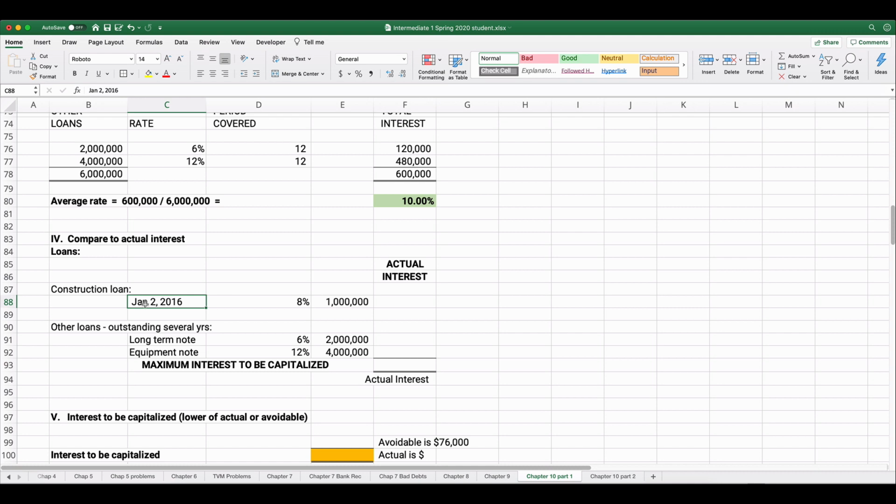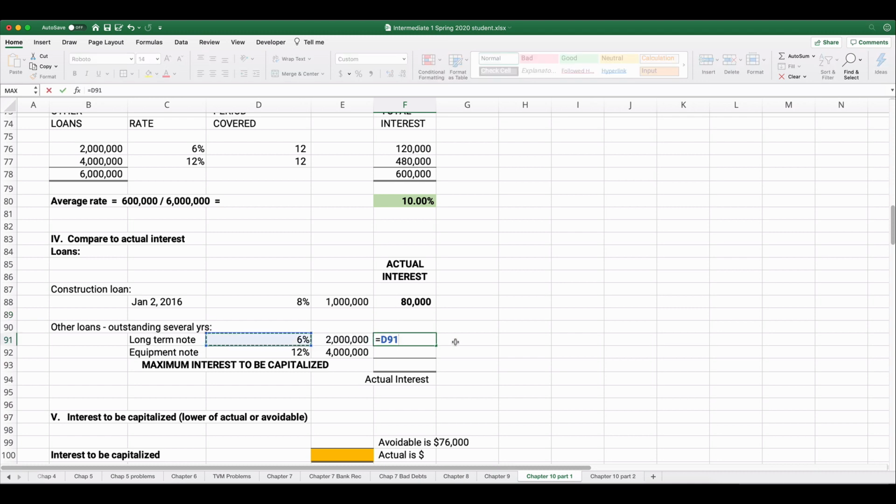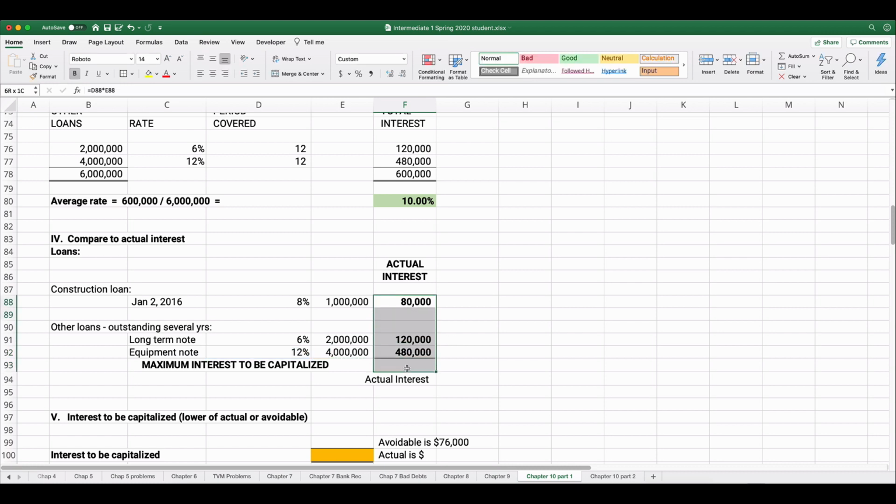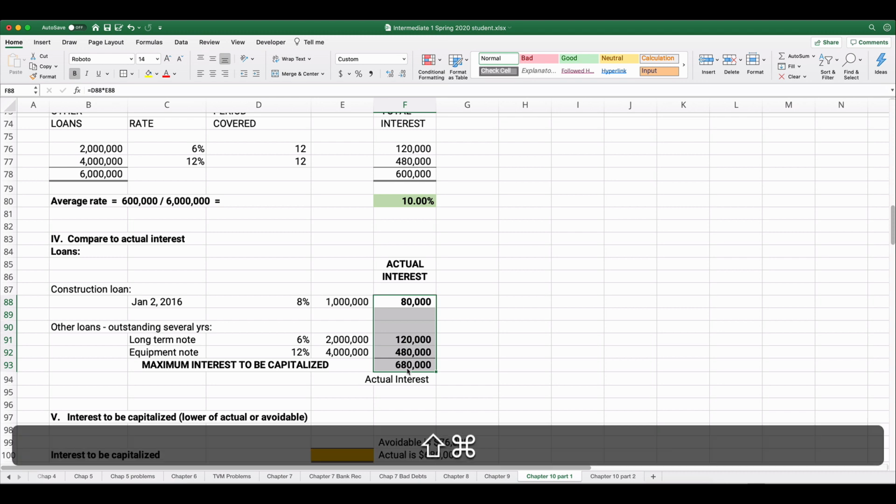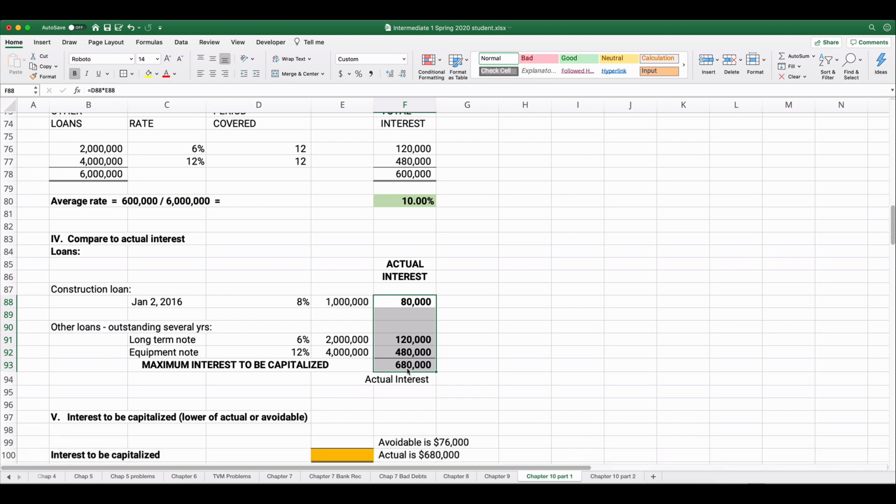Let's plug in what we know. Our construction loan was 8% for the entire year. So it is 8% times 1 million. 8% times 1 million is 80,000. And then our long-term loan is 6% times the 2 million, and our equipment note is 12% times the 4 million. So we actually have actual interest. The actual interest is 680,000.